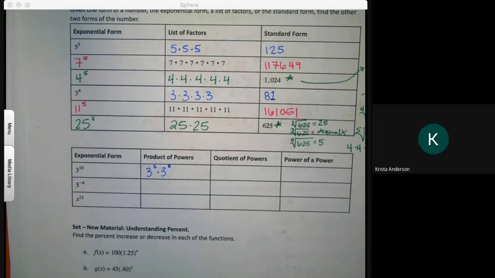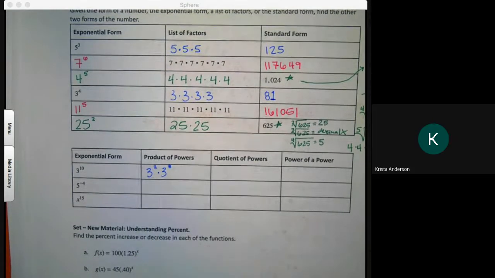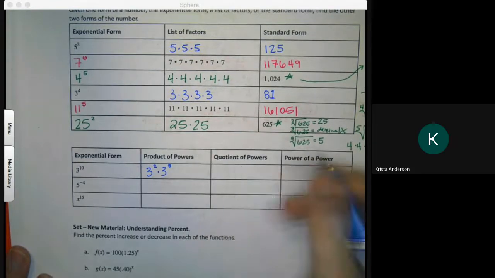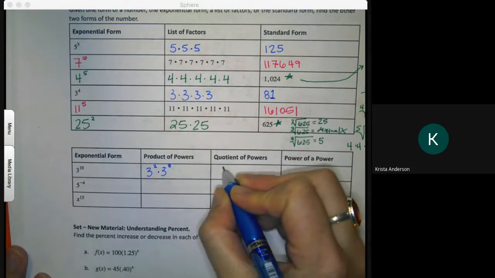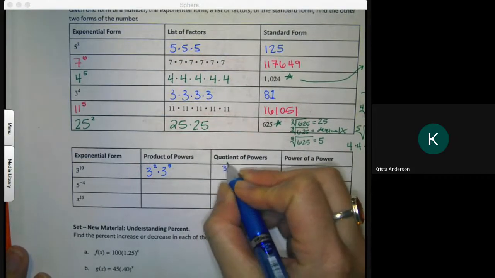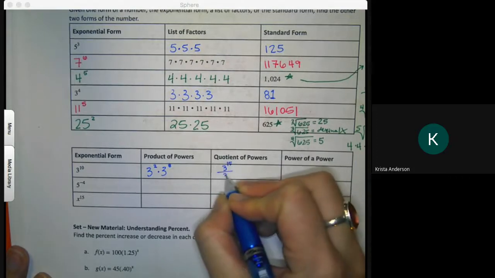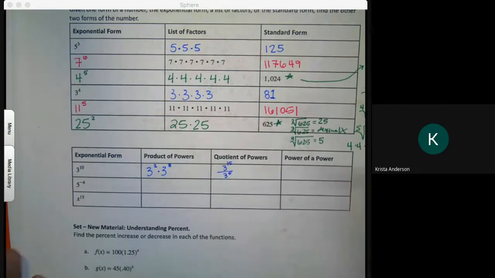Anybody have another number I could use? I could do 3 plus 7. I could do 4 and 6, 5 and 5. Yes. So I can choose. There's no perfect answer. You can have a bunch of them. Quotient rule means I'm dividing. So I'm going to put 15 on the top and 5 on the bottom so that when they subtract, there will be 10 left over.